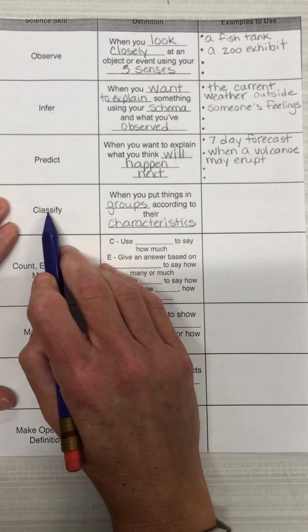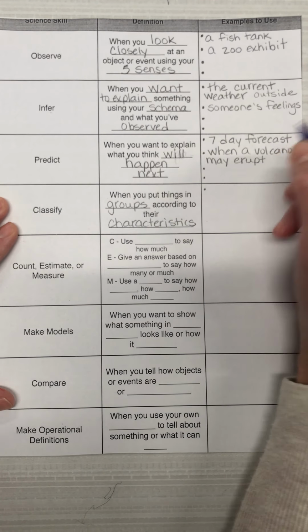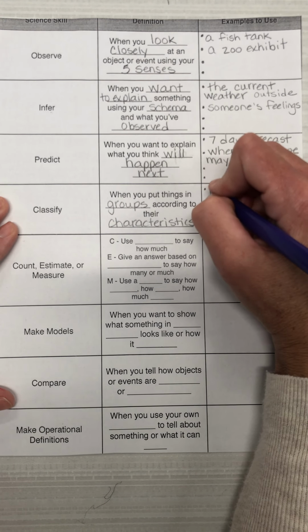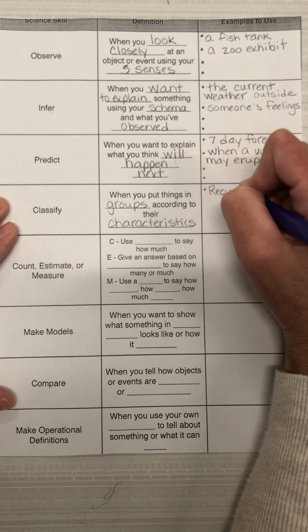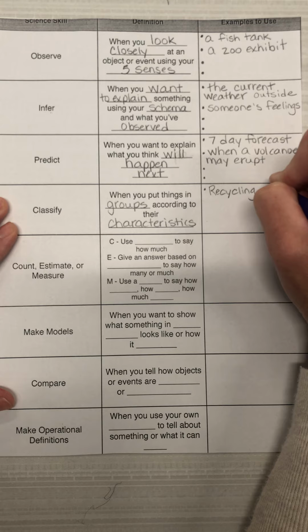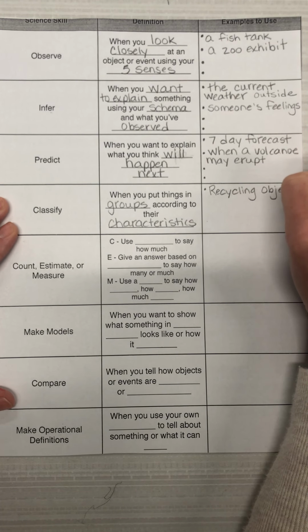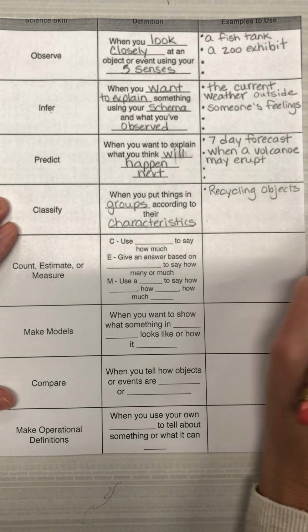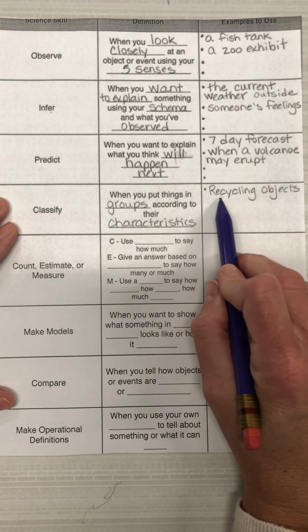What are some things we might classify? I know at my house, we classify or group objects we want to recycle. We put the recycled stuff in one bin and the trash in another bin. That would be classifying.